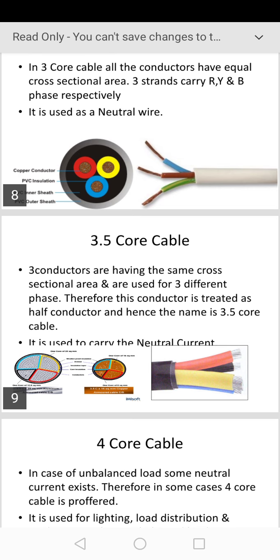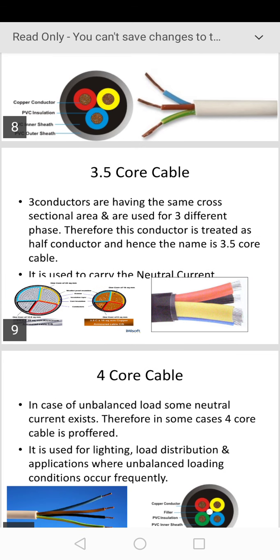3.5-core cable. Three conductors, having the same cross-sectional area, are used for the different phases. The neutral conductor is treated as a half conductor and hence the name 3.5-core cables.